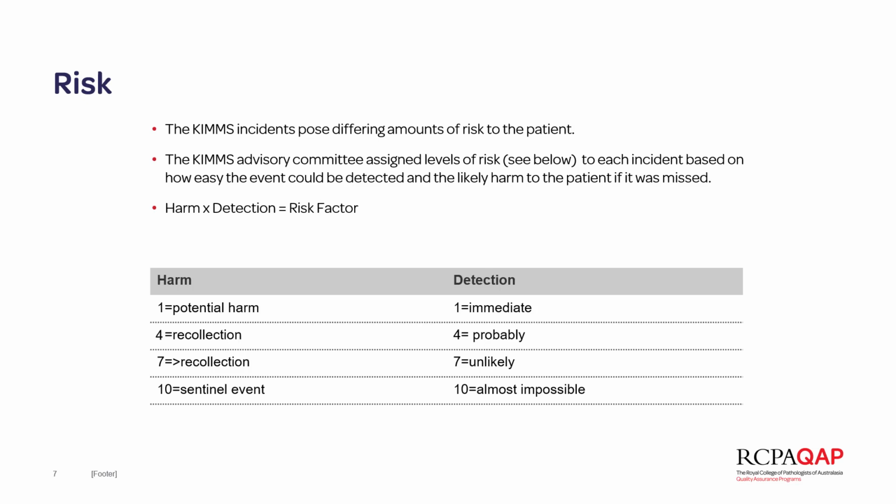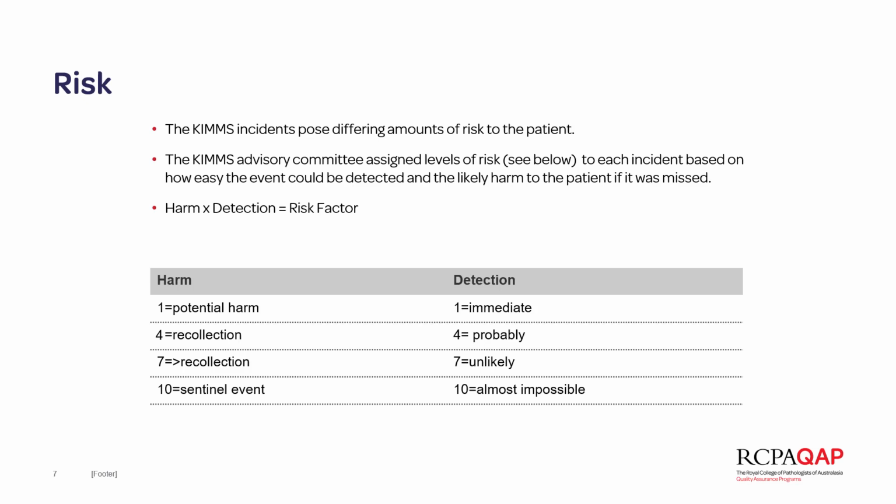The value for harm was based on a recollection being assigned a value of 4. Incidents that would not lead to a recollection, for example, one that causes a time delay, is assigned a value of 1. An event that may well lead to significant harm to the patient, for example, delayed or wrong medical treatment, is assigned a value of 7, while one that could lead to permanent disability or death, for example, a blood transfusion reaction, is assigned a value of 10.